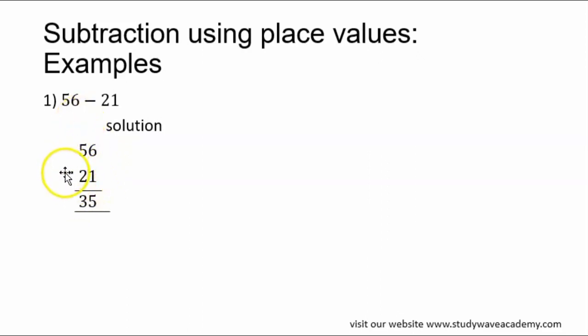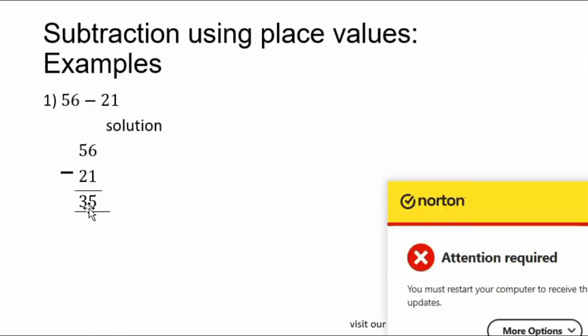Remember, this is a minus sign. So 6 minus 1 is going to give us what? 5, right? And 5 minus 2 is going to give us 3. So our answer is 35. So 56 minus 21 is 35. Okay, let's go over to another example.